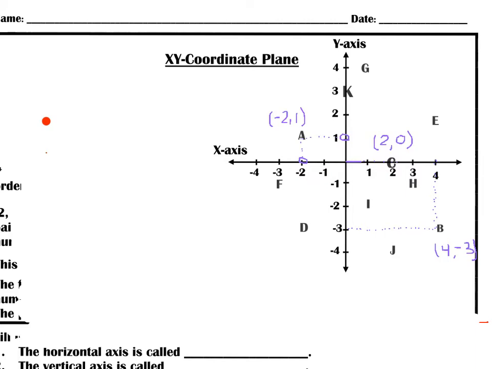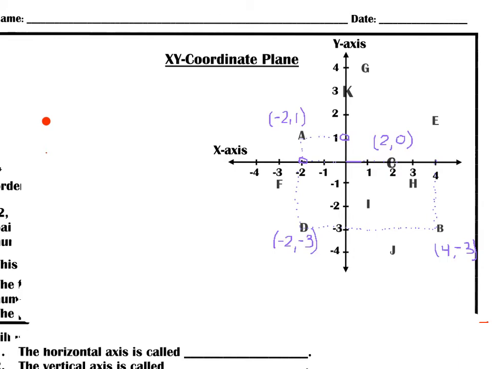Point D is over here in the third quadrant, so I'm going to go left to -2, and then I'm going to look across, and I'm at -3. So D is at -2, -3. And we always put ordered pairs in parentheses to keep them together.